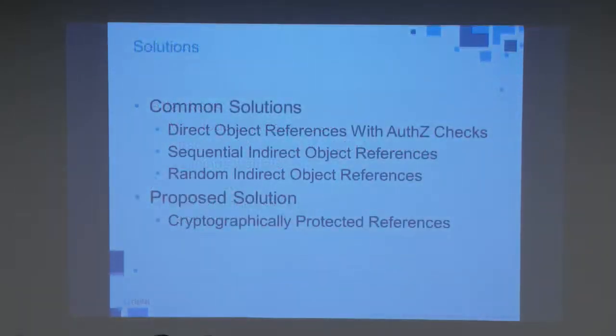So here are the common solutions to the problem. I'm sure a lot of you might have seen these already. We just expose the direct object reference, whether it's a credit card number or a primary key to a database object. But when the client sends it back, we do an authorization check. Pretty straightforward. Now, the problem with that approach is, well, we're potentially exposing sensitive identifiers.